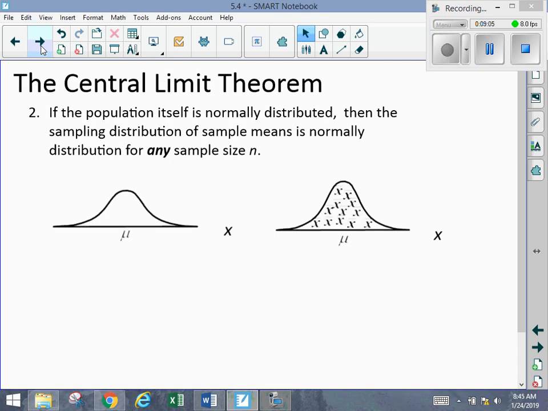This pretty much says the same thing, except that if you're sampling from a population that's normally distributed, it doesn't matter what your sample size is. You can assume that the sampling distribution of your sample means is also normally distributed.